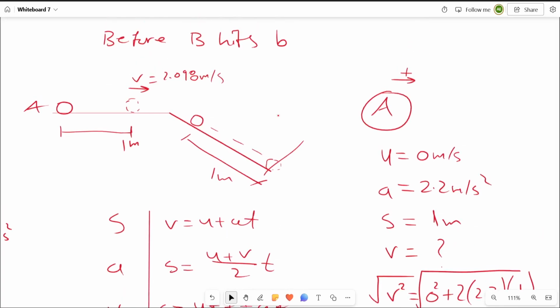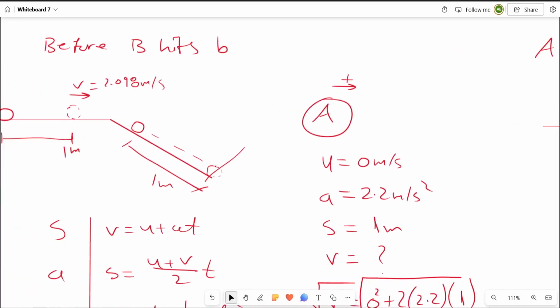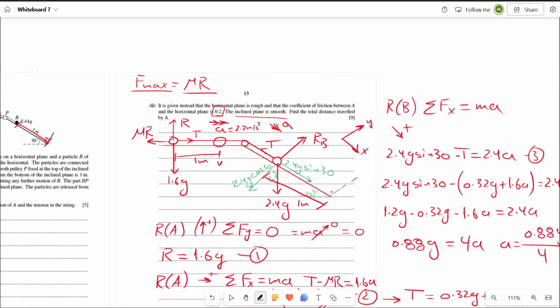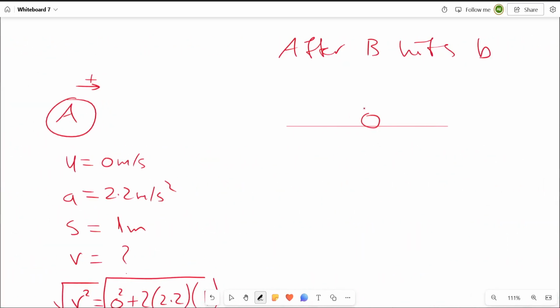Now let's think about the scenario after B hits the barrier. What's gonna happen? If A is now here, what are the forces acting on A? We said when B hits the barrier, the string is going to become slack, so there will be no tension in the whole string. So A is not going to be experiencing any tension, but B is going to be moving to the right.